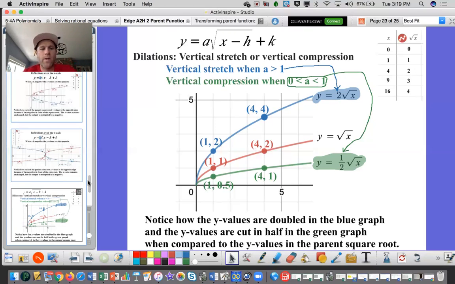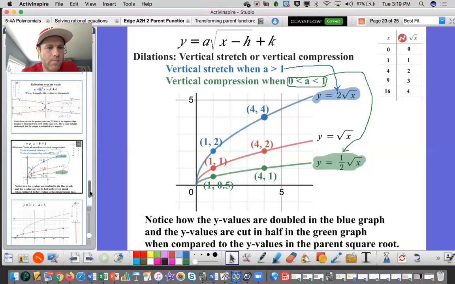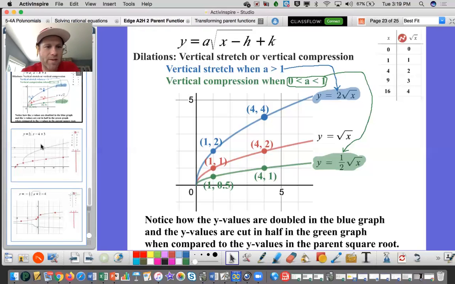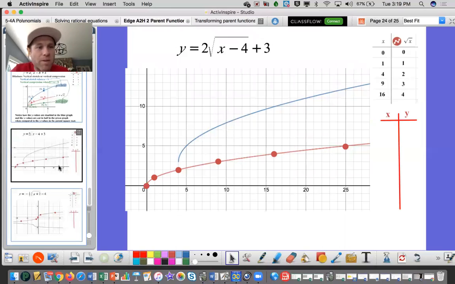So you've got your reflections, and you also have your dilations, which would be either a vertical stretch when this number is greater than 1, or a vertical compression when it is between 0 and 1, okay? So now let's get into the main business of this, all right? Let's do a complete transformation with a vertical stretch or compression and maybe even a reflection, okay?